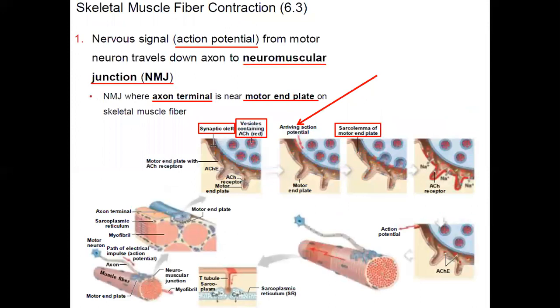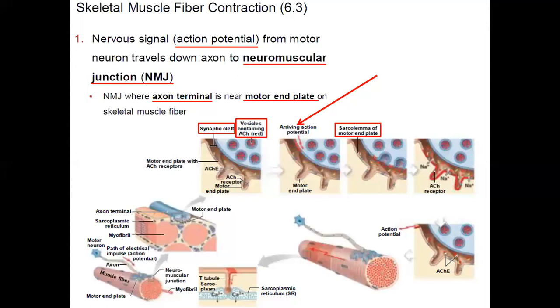Actually, right now. So the nervous signal or the action potential from a motor neuron. In skeletal muscle, we're going to talk about how skeletal muscle fibers contract. And in skeletal muscle, you have to have a nerve that's communicating to the skeletal muscle to get it to contract. So the initial signal for muscle contraction is coming from a nerve. It's coming from the nerve from the central nervous system to the peripheral nervous system.